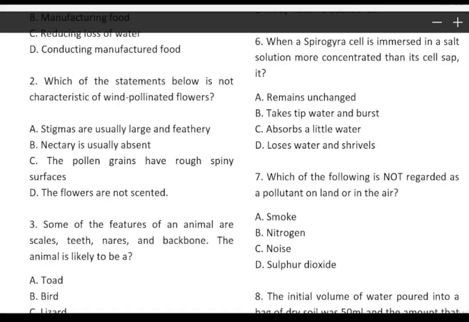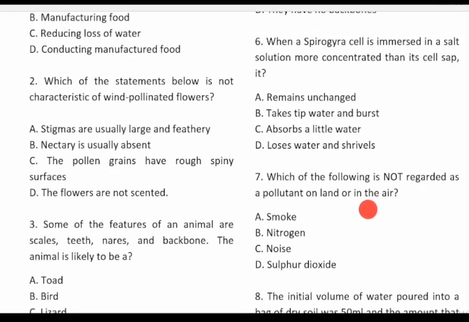Question 7. Which of the following is not regarded as a pollutant on land or in the air? A. Smoke, B. Nitrogen, C. Noise, and D. Sulfur dioxide. If we look at this particular question now, we will find that we might not see any answer here, but there is an answer there. We are looking for a substance that is not actually a pollutant of land and of air.